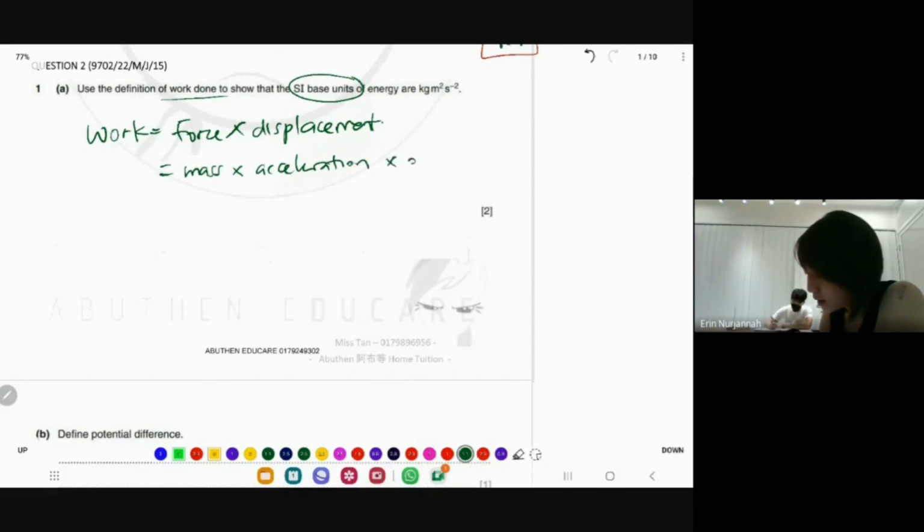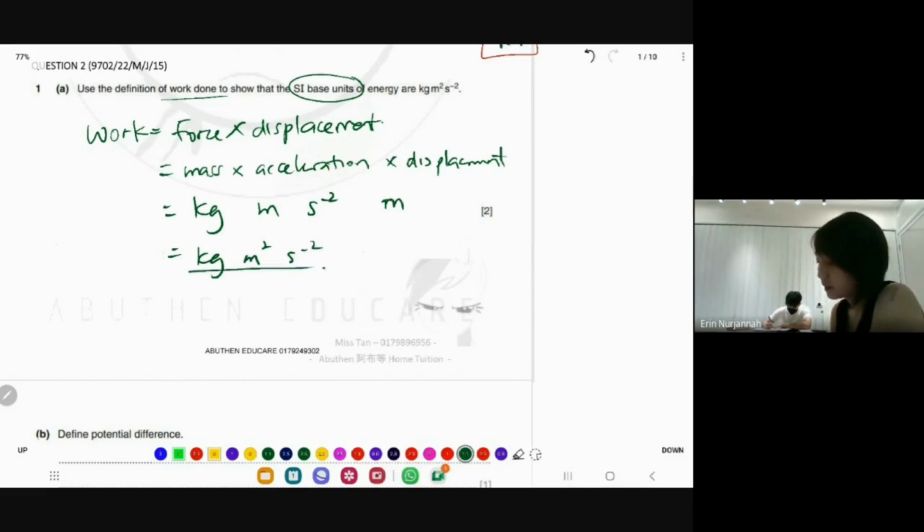Okay, and then you put in the displacement. Now only I fill in the unit. So mass is kg, acceleration is m s^-2, and displacement will be meter. Am I right? And then you solve this, you get this. So which is here, already proven. They ask you to show.